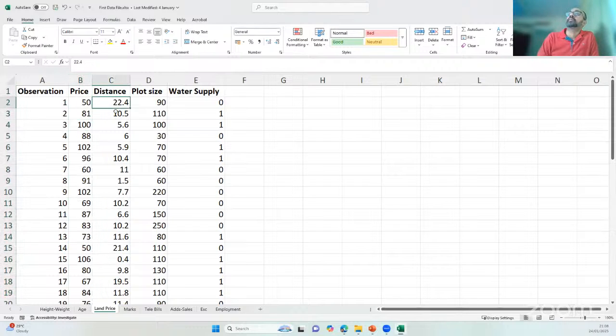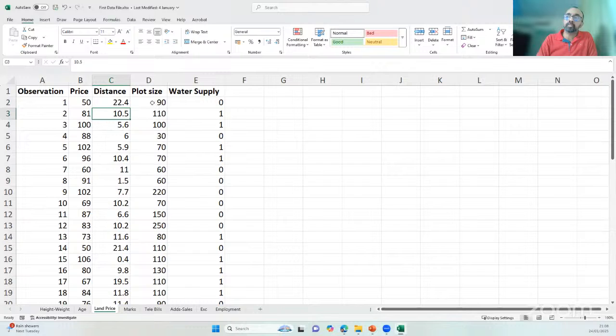Then the distance, right? The distance is the distance from the town center, the urban center, right? Distance from the urban center. Because we know that when a plot of land is closer to the urban center, the prices are high. When they are away from that, the prices drop. So this information is important because there is a relationship with that, which we already know.